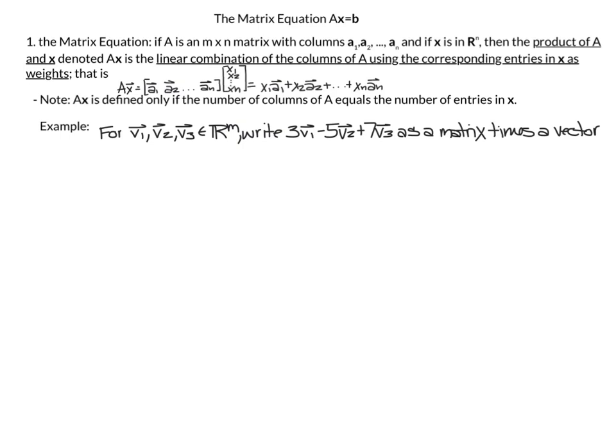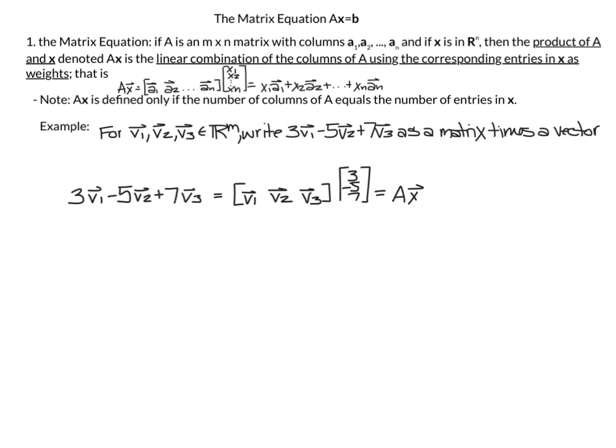Our next question: for v1, v2, and v3 in Rm, write 3v1 minus 5v2 plus 7v3 as a matrix times a vector. So here we have the vector form, or the linear combination of vectors. We want to write this as a matrix times a vector. According to our definition of a matrix times a vector, the coefficients are going to become our vector x. This would be the 3, minus 5, and the 7, whereas these vectors are going to become the column vectors of our matrix.